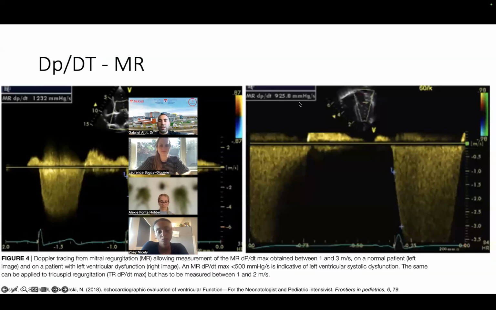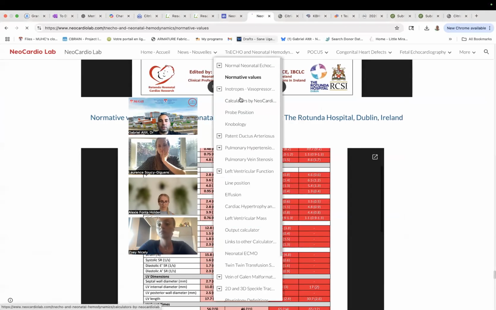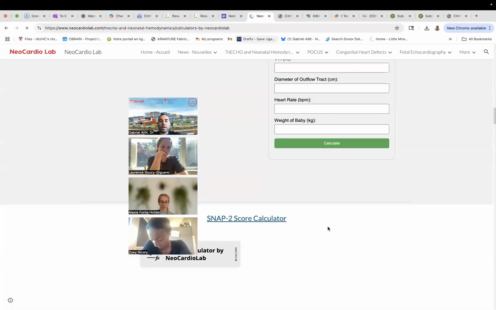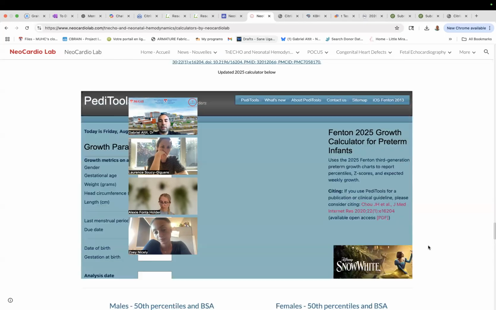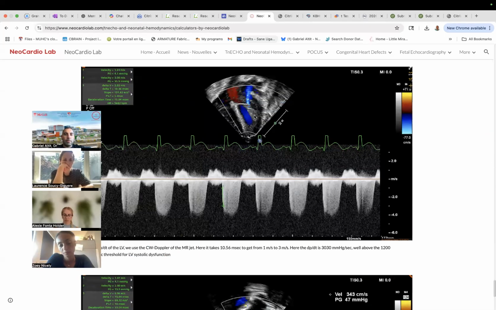So that's an example of how you measure it. You go at 1 meter per second and you trace a line up to 3 meters per second, and it tells you how much time it took to generate that. And so you compute the dP/dt of the MR. Here in calculators, I also believe I placed a dP/dt calculator if ever you would like to practice at some point. So that's an example with an MR.